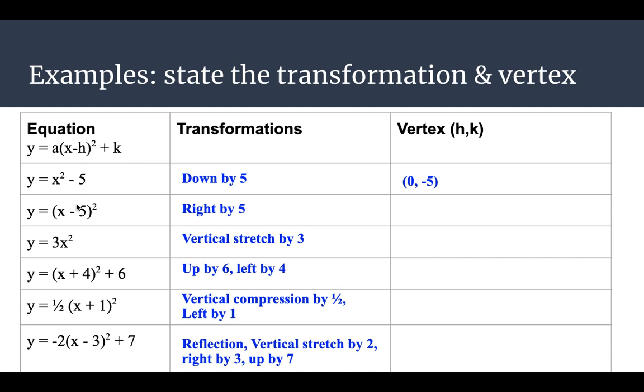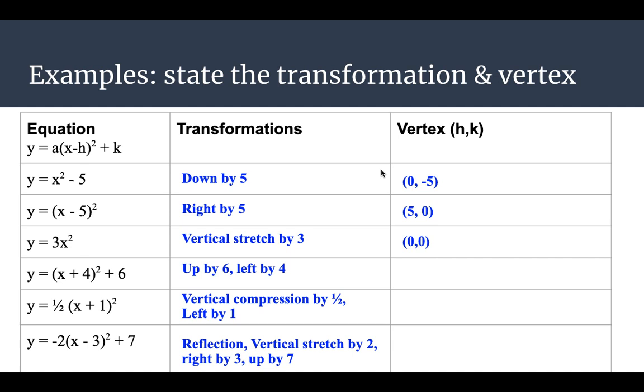In the same way, but opposite, we have a 5 in for the H and nothing for K. So that means our vertex is 5 and 0. For this one, there's nothing in the H spot or for the K spot. So that means it hasn't been moved vertically or horizontally, which is true. We've only stretched it. So that means our vertex is still at 0, 0. By the way, you could always check these by putting these into Desmos.